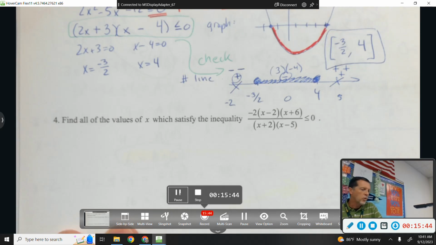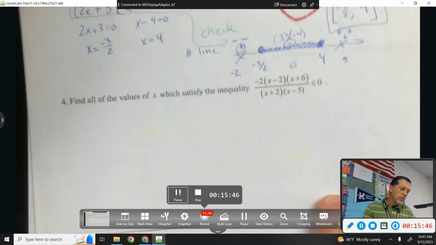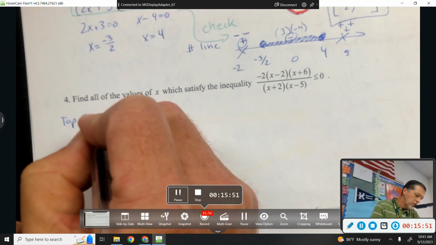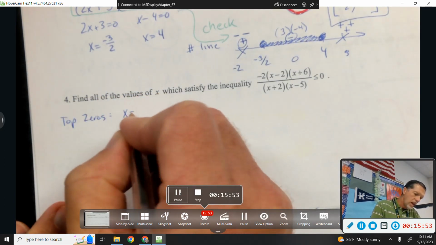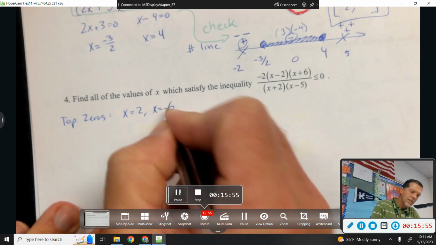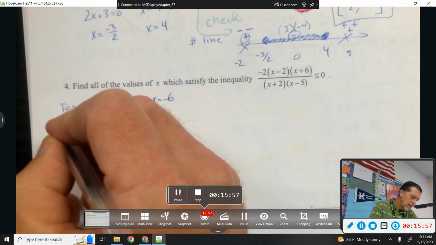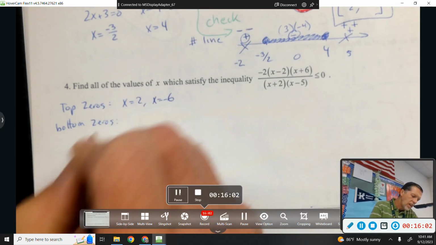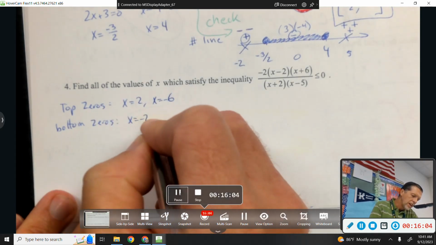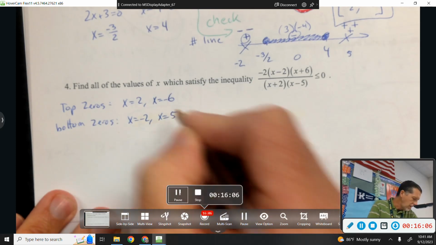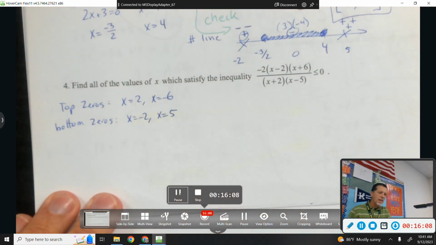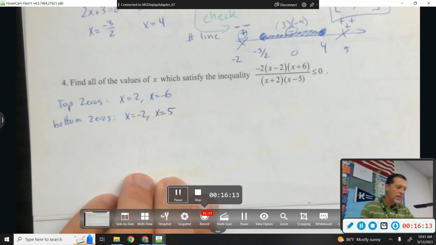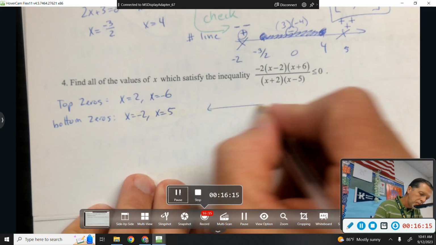Okay, so number 4. The nice thing about number 4 is it's already factored. So I've got some top zeros: x equals 2, x equals negative 6. Got some bottom zeros: x equals negative 2 and x equals 5. And again, I have no idea what that graph looks like, so I am not attempting to graph this. This is definitely a number line problem.